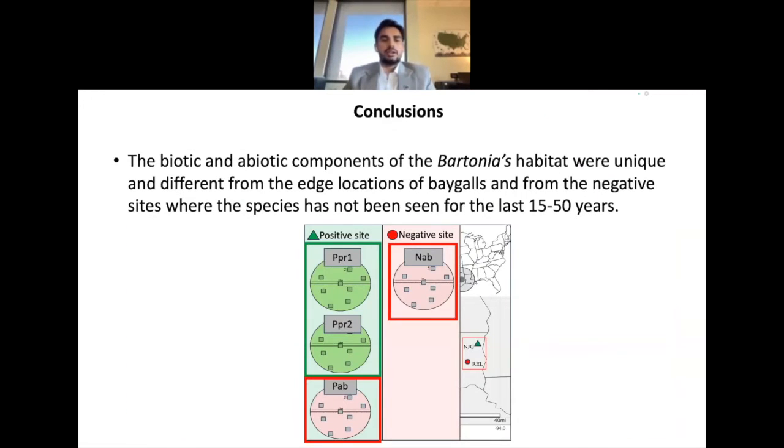And the biotic and abiotic components of the species habitat were unique and different from the edge locations of the baygalls and from the negative sites where the species has not been seen for the last 15 to 50 years. So if we look at this picture, the biotic and abiotic components here are different from the edge locations here and from the negative site.